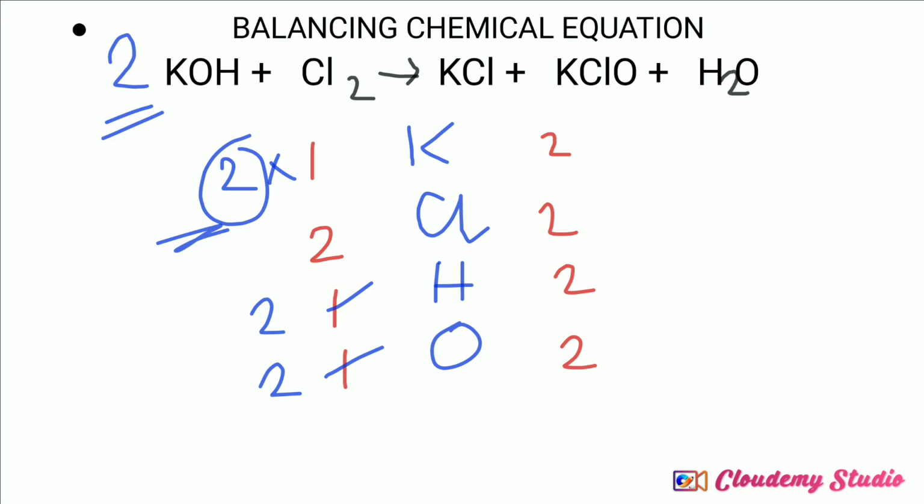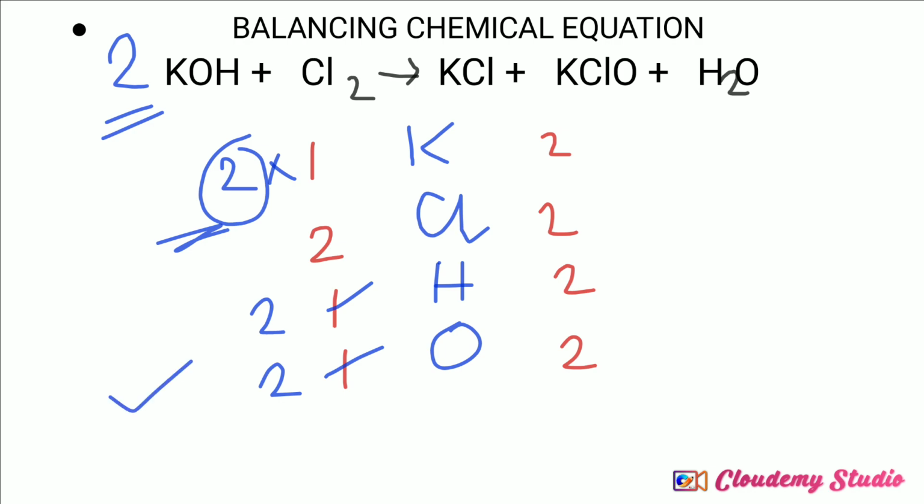Now, potassium, at both the sides, the number of atoms is 2. Chlorine, both the sides, the number of atoms is 2. Hydrogen, both the sides, the number of atoms is 2. Oxygen, both the sides, the number of atoms is 2. So all the atoms of the reactants as well as the products are equal. Therefore, this equation is balanced.